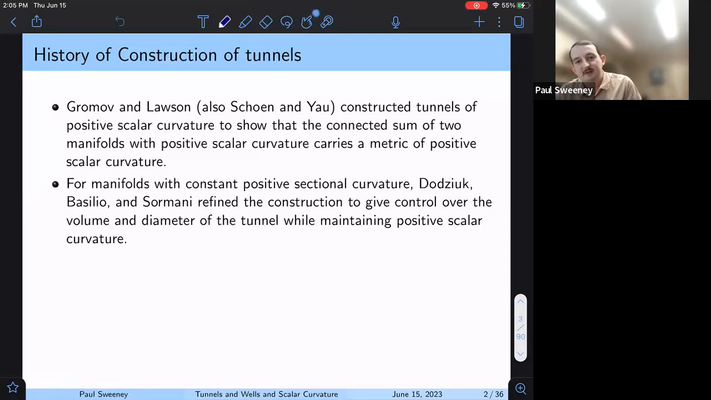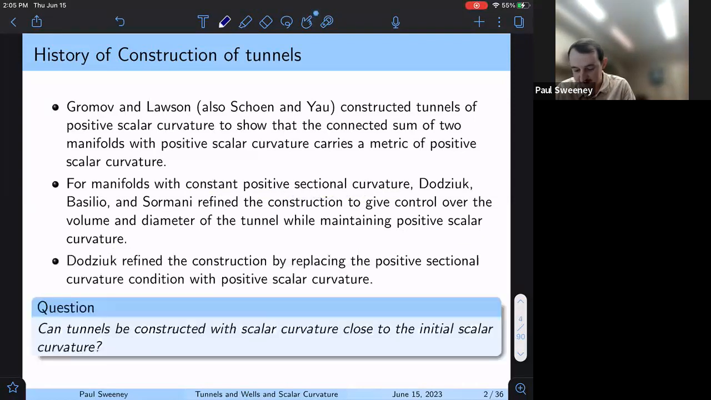refined by Dodziuk, Basilio, and Sormani to give control over the volume and the diameter of the tunnel and maintain positive scalar curvature, but they do it on constant positive scalar curvature manifolds, and they maintain positive sectional curvature. And then more recently it was refined, and we replace positive sectional curvature with positive scalar curvature.